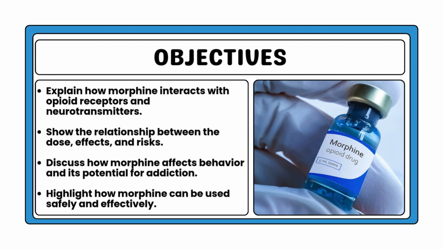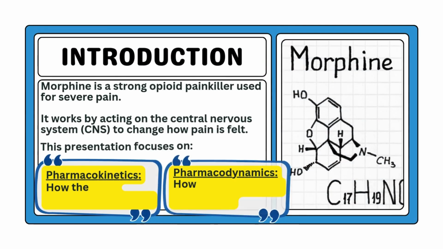Objective: explain how morphine interacts with opioid receptors and neurotransmitters, show the relationship between the dose, effects, and risk, discuss how morphine affects behavior and its potential for addiction, and highlight how morphine can be used safely and effectively.